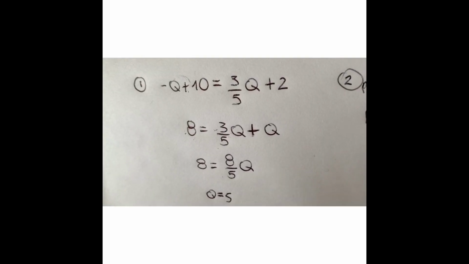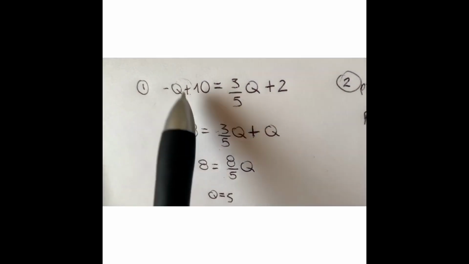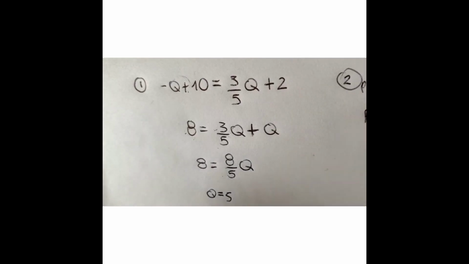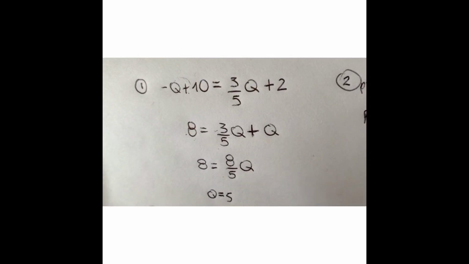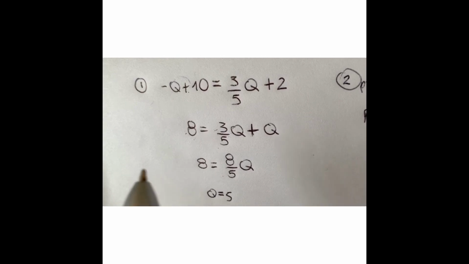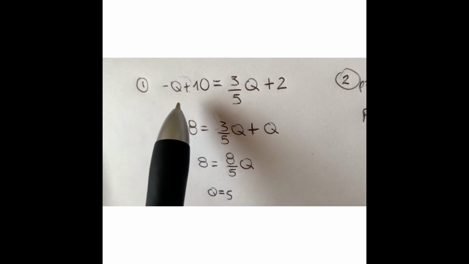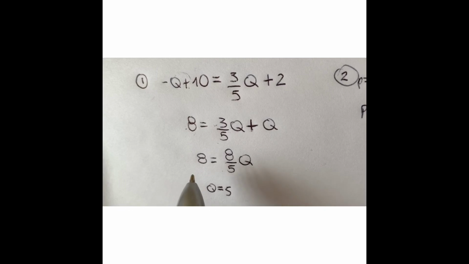First, we need to know the equilibrium price, so we equalize both equations. We need to keep numbers on the opposite side from the variables. The 2 goes to the other side in negative form, and the same for the Q, but with a positive sign. Finally, we just clear Q, and the price is 5.